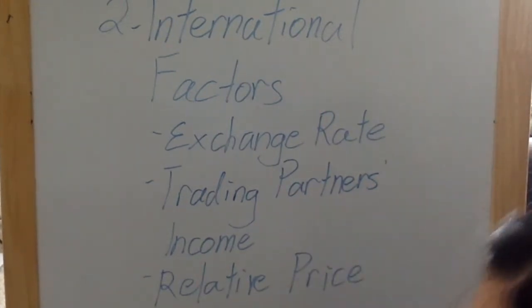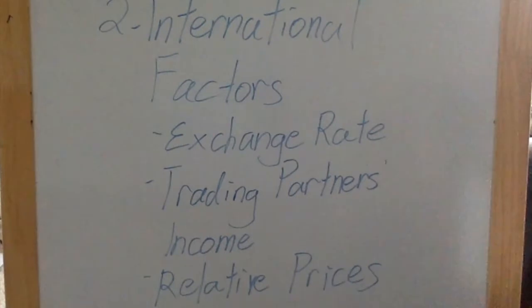C. Relative prices. This one is dependent on your trading partner's price level. If there's an increase in your trading partner's price level, it becomes cheaper for them to import goods from your country. Thus, your exports will increase and imports will decrease.